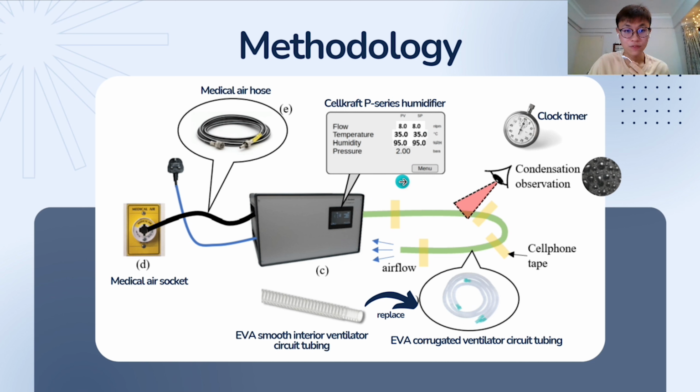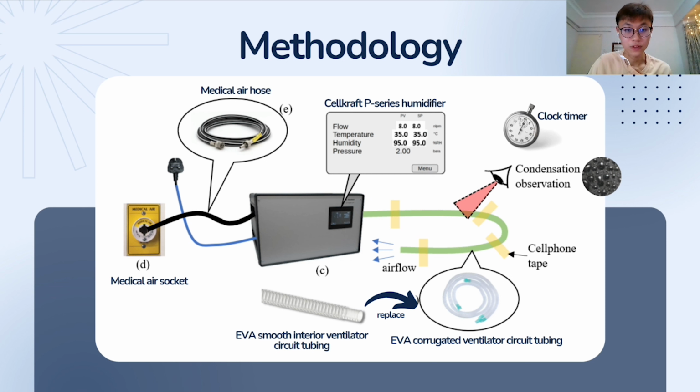Then the EVA corrugated ventilator circuit tubing length is measured and fixed at 1 meter using a ruler and scissors. One end of the EVA corrugated ventilator circuit tubing is connected to the air outlet point of the Cellcraft E-series humidifier, while the other end is left free without any connection. The tubing is placed and fixed in a C-shape on the table using cellophane tape to simulate the real-life twisting conditions of the tubing.